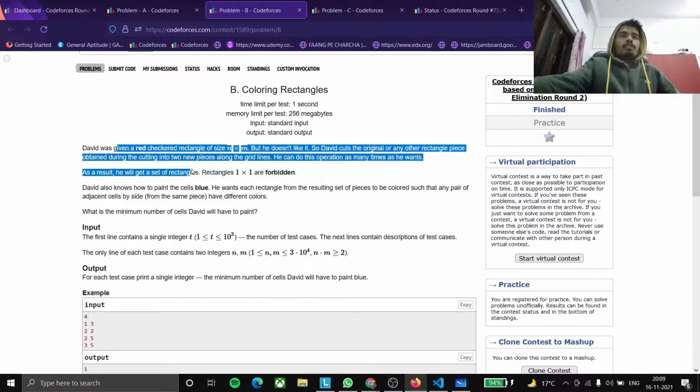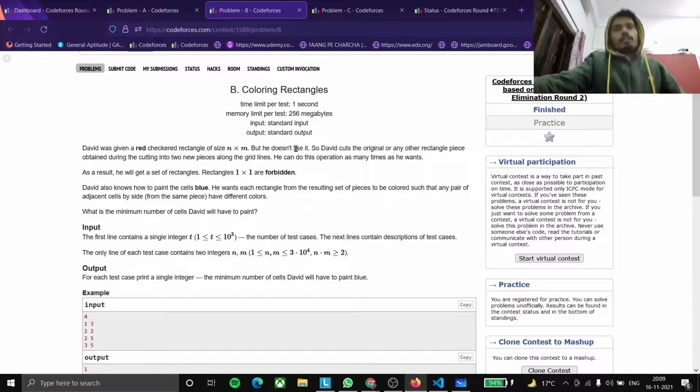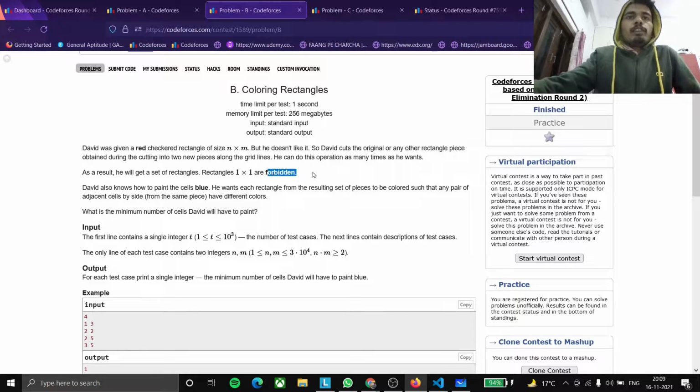David was given a red checkered rectangle of size n into m, but he doesn't like it. So David cuts the original or any other rectangle piece. He can do this operation. And one more thing you have to notice here, that rectangles 1 into 1 are forbidden. So we can't have a single cell.